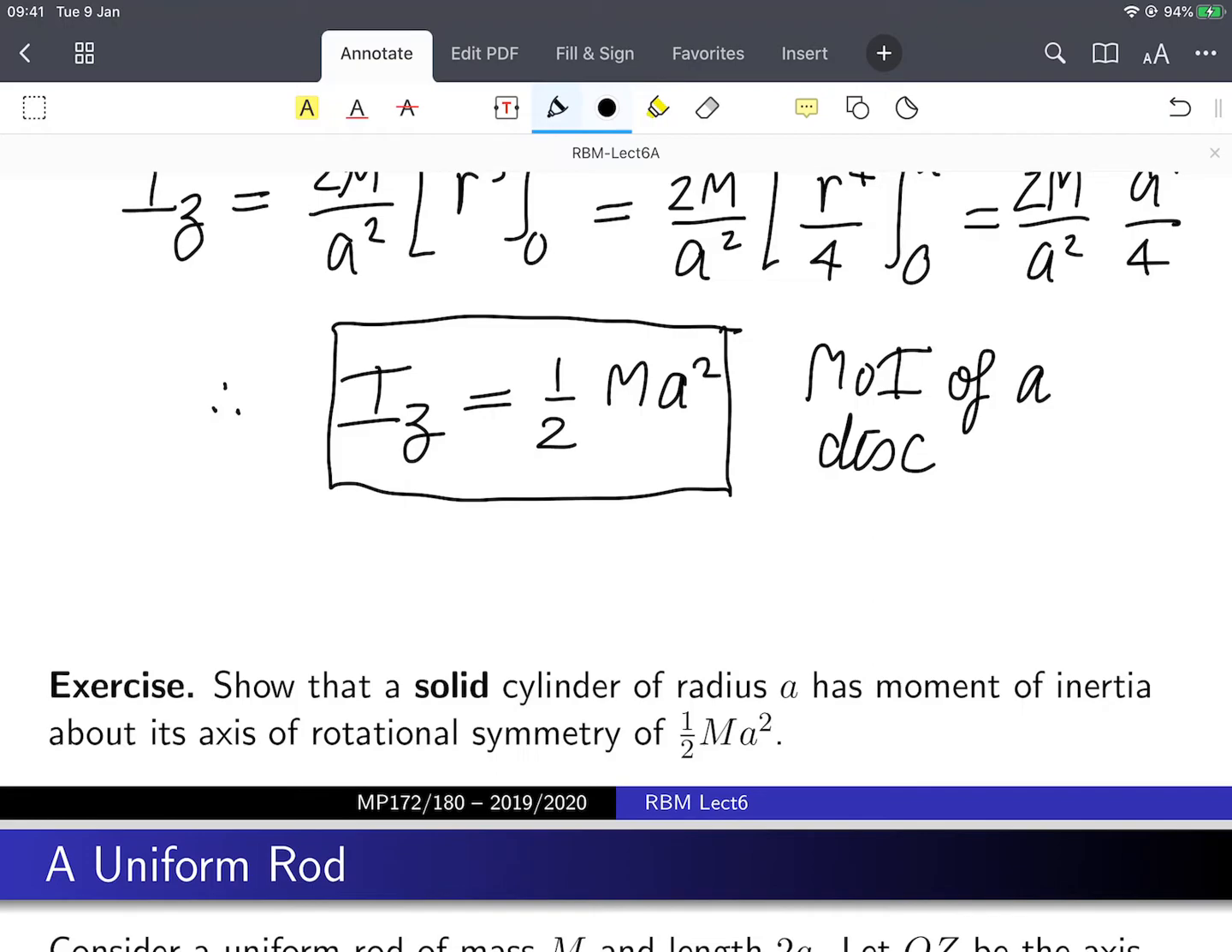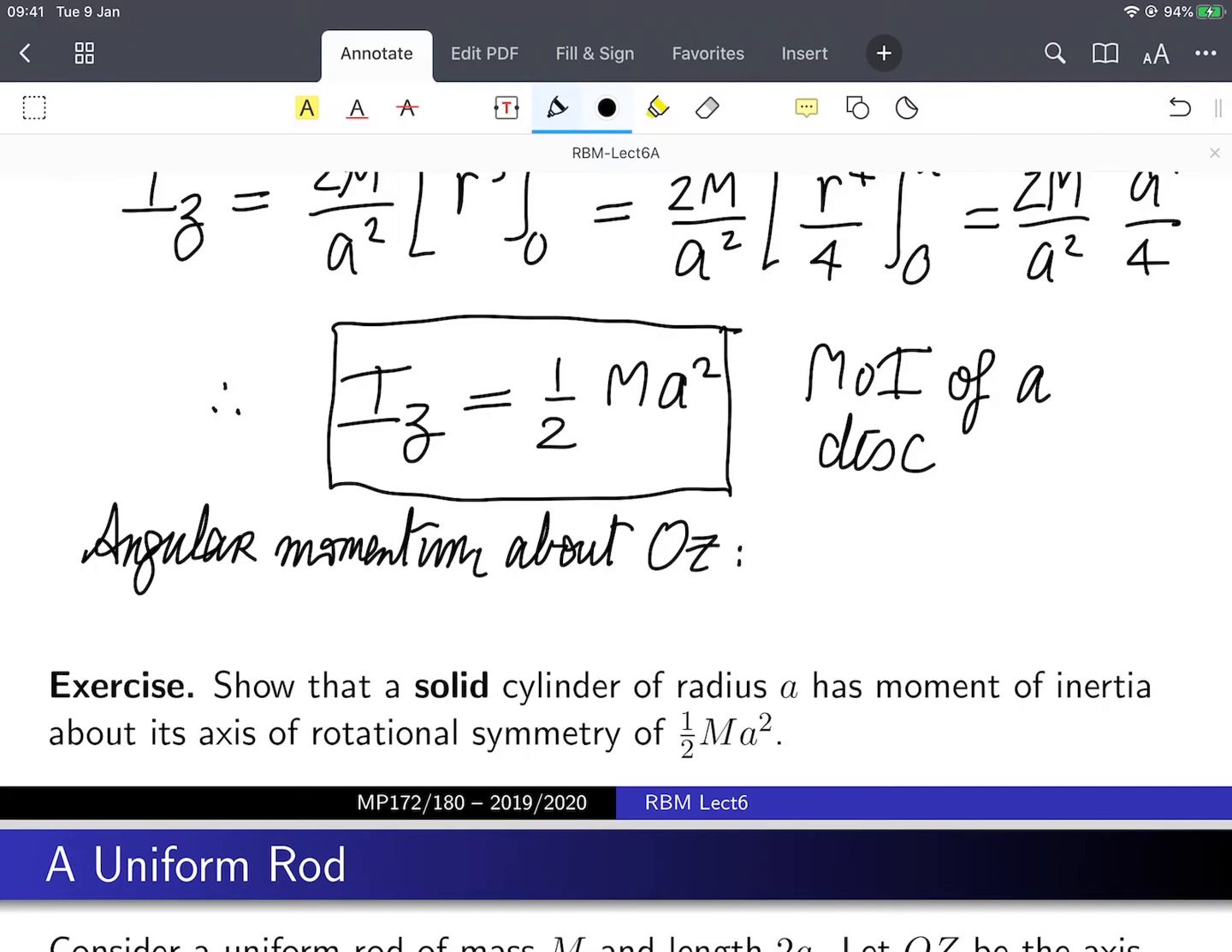All right? Angular momentum about, and that's the part that you mustn't forget, that's all relative to an axis. So if the disk was rotating about its axis of symmetry, then I would find Jz, and that's Iz omega, so it would be 1/2 M a squared omega.